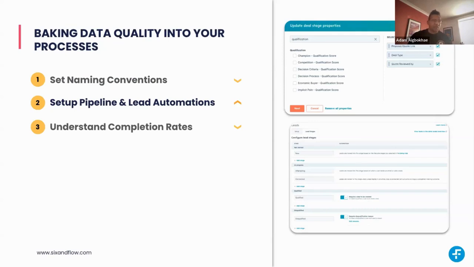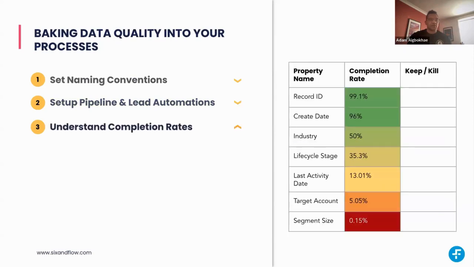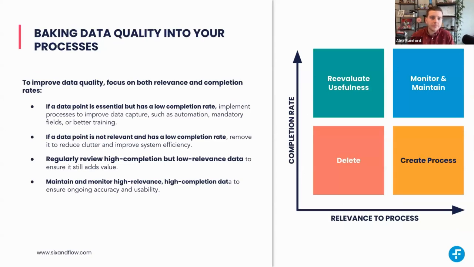And finally, you need to understand the fill rates or the completion rates of your properties. What we mean by this is you could have a property that is critical to a business process, but whenever you dig into this, you'll find that the completion rate of that property is really low. So going back to getting good insights from your AI, if you've only got 50% fill rate on industry, for example, you're not looking at your full data set because you don't have complete data in there. And completion rates are really important because, as I'll explain on the next slide, the way that we look at it, we split it into these 4 quadrants.